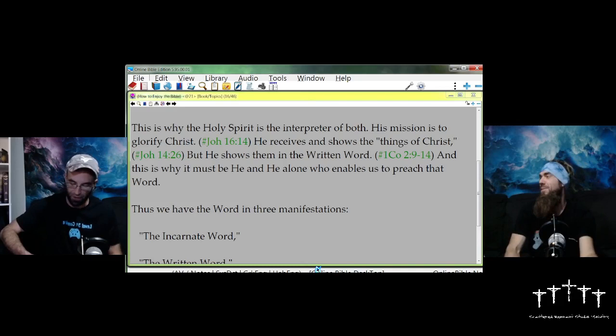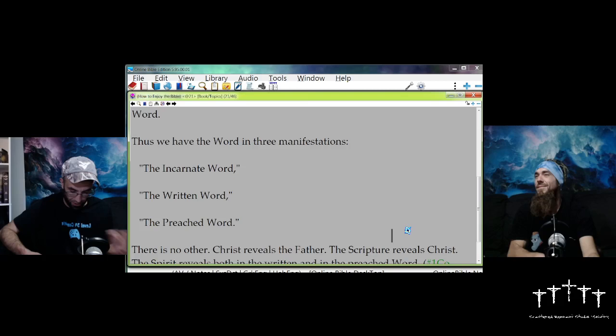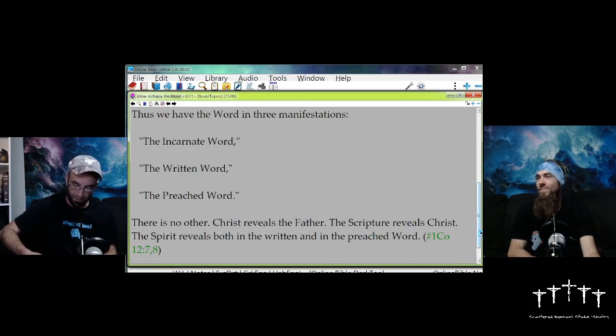So, thus, we have the word in three manifestations. The incarnate word, Jesus Christ being made, you know, the word made flesh, the living word, right? The incarnate word. The written word. And the preached word or the spoken word. There is no other. Christ reveals the Father. The Scripture reveals Christ. The Spirit reveals both in the written and in the preached word.